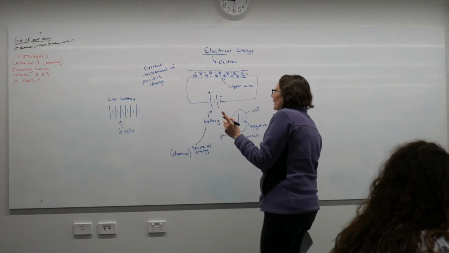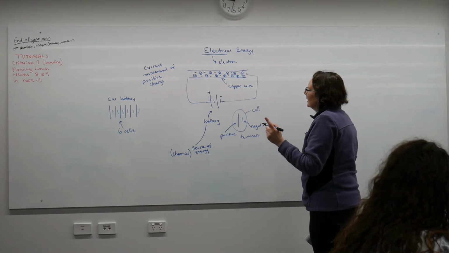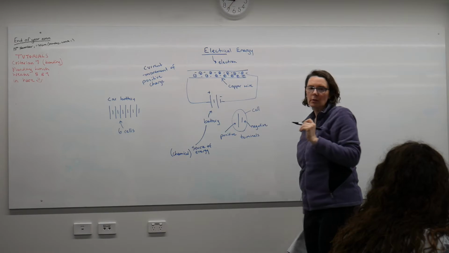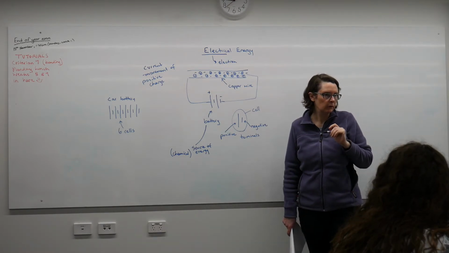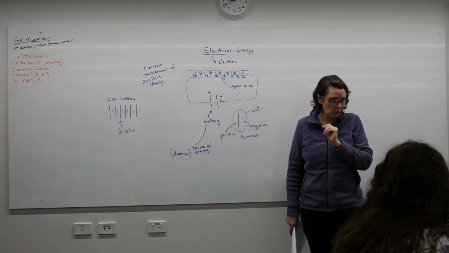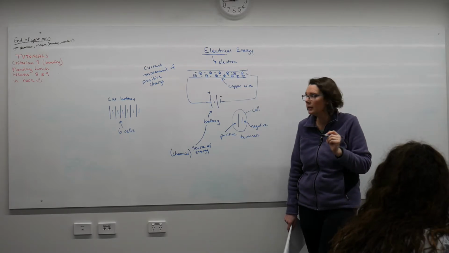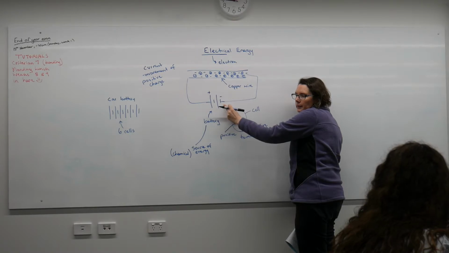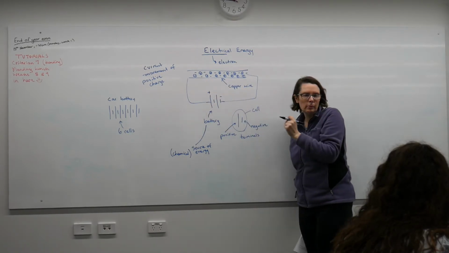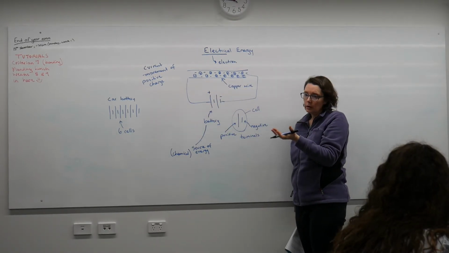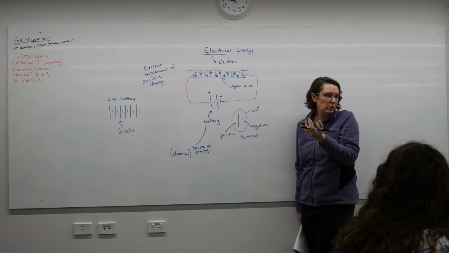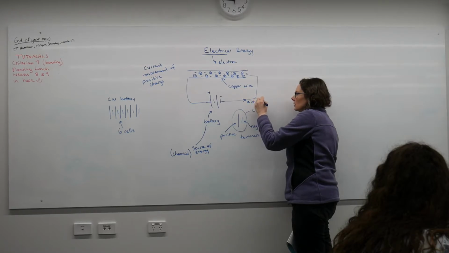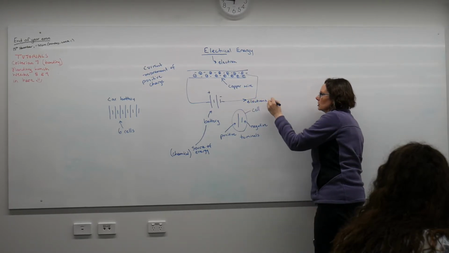And so, if I were to put on here the direction that my electrons are going to move, which is the actual motion of the actual charge carriers, they would be repelled from the negative terminal and attracted towards the positive terminal, because like charges repel and opposite charges attract. So my electrons actually travel in this direction.